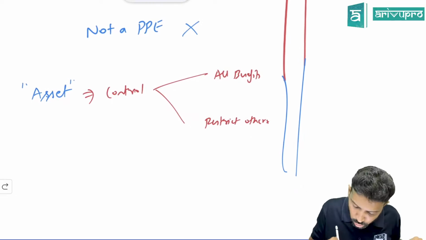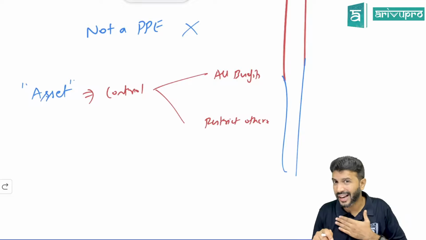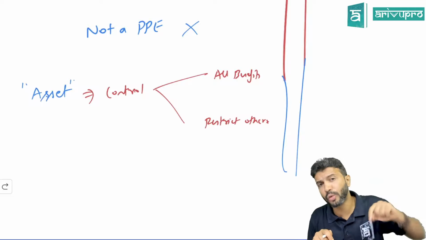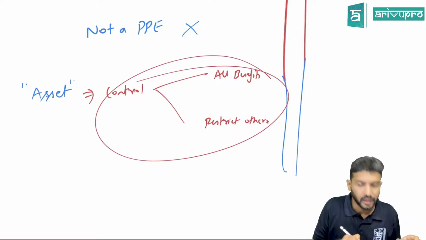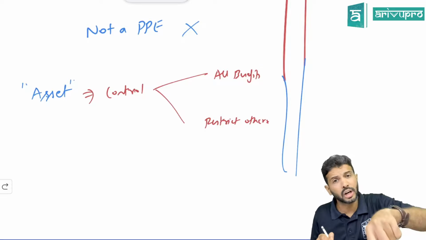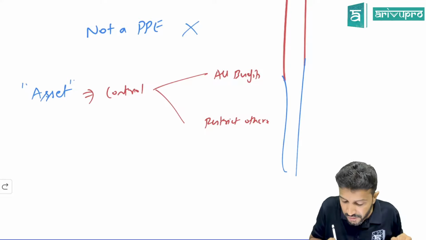Similarly, can I also restrict you from taking that 500 rupees I have in my pocket? Can I prevent you from taking it? Yes. So asset means that. Asset means something which is within your control from which you will get all the substantial benefits and restrict others from getting the benefits.